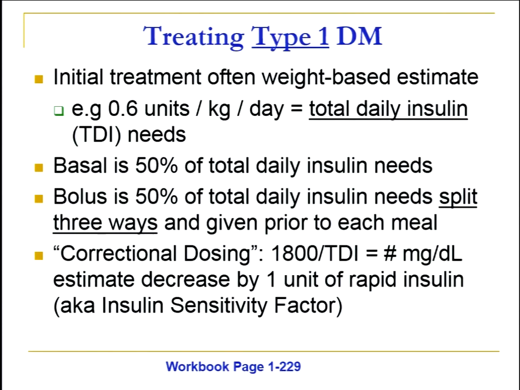And we divide that. Your basal insulin requirements would be about 50% of your total daily insulin needs, and your bolus requirements are the other 50%, and that's usually split up for breakfast, lunch, and dinner. And there's a couple examples in your workbook on how to actually do that.